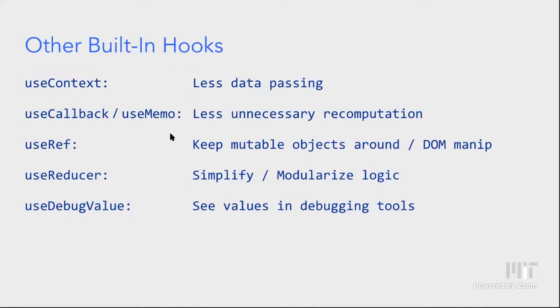There's useCallback and useMemo, which allow you to avoid recomputing expensive functions or data. And useRef, which we'll actually look at in just 1 second, which allows you to keep mutable objects around and manipulate the DOM manually to do things like set scrolling. Another thing that we can do is useReducer, which helps you simplify and modularize logic. I think that works with Redux, if I recall correctly. I haven't actually used this one. And there's also useDebugValue, which allows you to add some data into the Chrome developer tools.